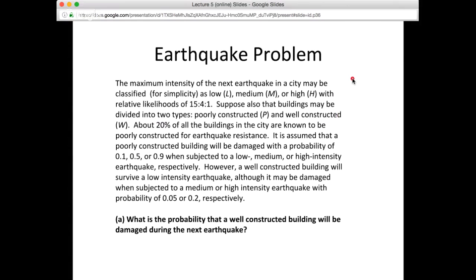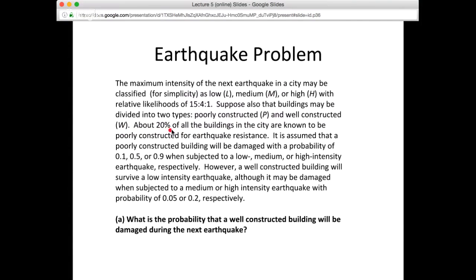The maximum intensity of the next earthquake in a city may be classified for simplicity as low, medium, or high, with relative likelihoods of 15 to 4 to 1. So we notice these add up to 20, and so that means that the likelihood of a low intensity earthquake is going to be 15/20, medium 4/20, and high 1/20. Suppose also that buildings may be divided into two types, poorly constructed, P, and well-constructed, W.